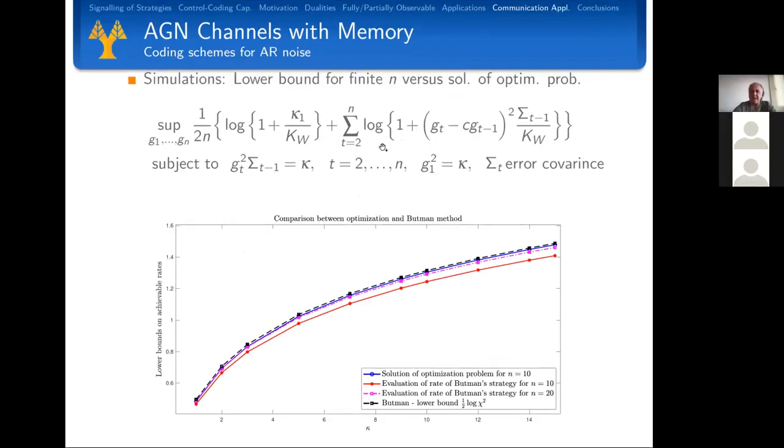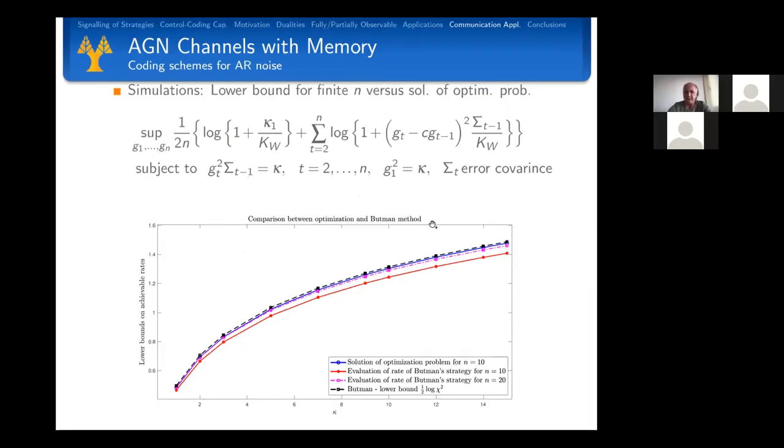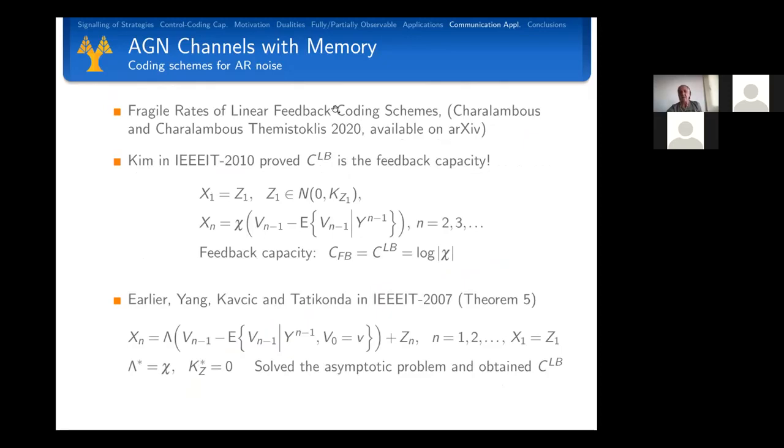We basically went back and re-derived, but we did not use that specific relationship. And it turns out that even for n equals 10, it gives better than Batman's strategy for n equals 20. We cannot solve more than n equals 10 because this problem was solved in MATLAB, and MATLAB collapses because the G go to infinity. So this is the new thing we discovered, that this kind of strategies are fragile because the gains go to infinity.